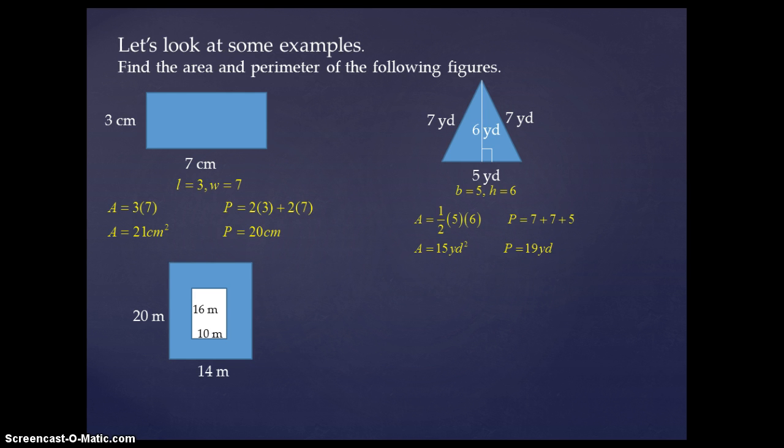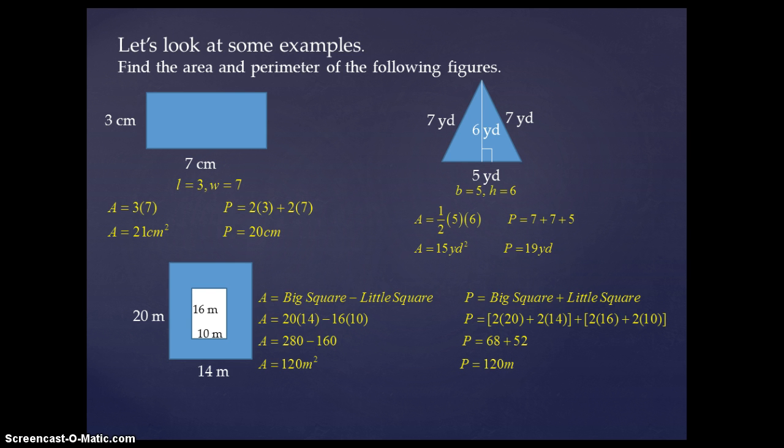And lastly, we have this composite figure where we're only looking for the area of that outside, that light blue area. So what we want to do is find the area of the big square and then subtract the area of the little square. So the area of the big square is 20 times 14. And the area of the little square is 16 times 10. So we get 280 minus 160, or 120 meters squared.